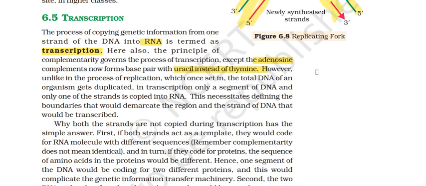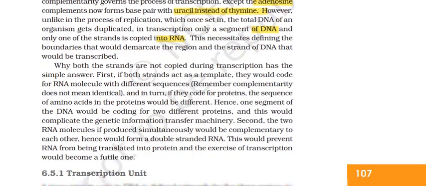However, unlike in the process of replication, which once set in, the total DNA of an organism gets duplicated, in transcription, only a segment of DNA and only one of the strands is copied into RNA. ठीक है? RNA single stranded ले लिया हमने, और ये जो RNA है ये basically is just a segment of the DNA that we are transcribing. Fine. So it's different from DNA replication जो हम अभी तक कर रहे थे. This necessitates defining the boundaries that would demarcate the region and the strand of DNA that would be transcribed. Fine. So only a certain region of the DNA would be transcribed over here.